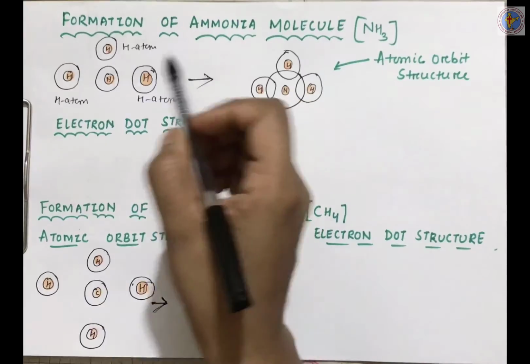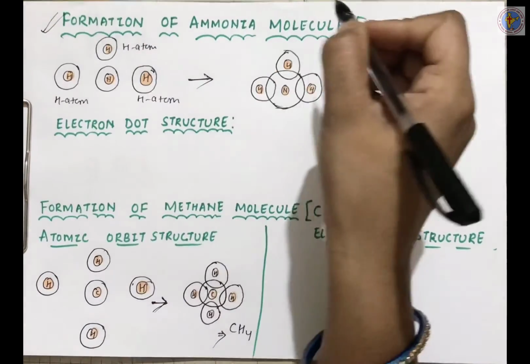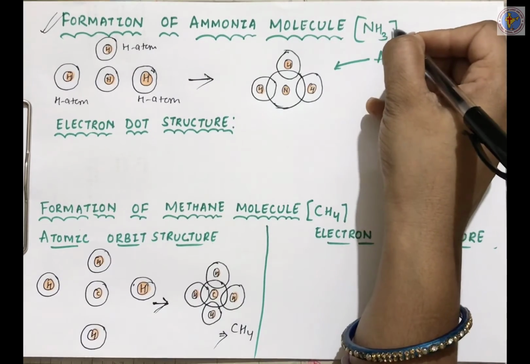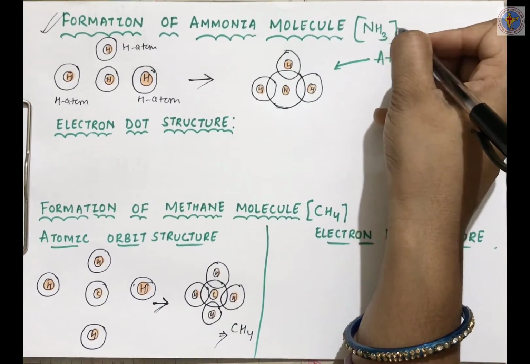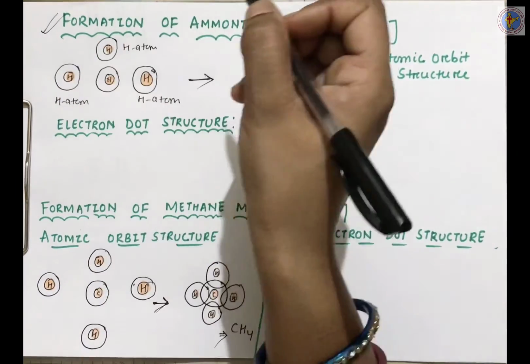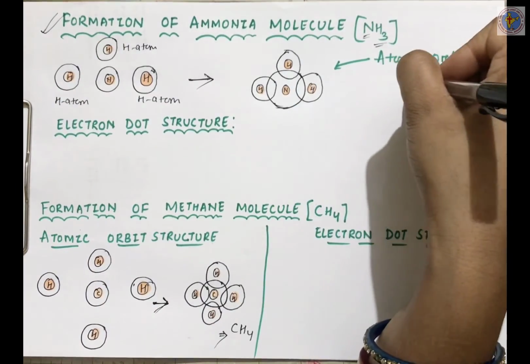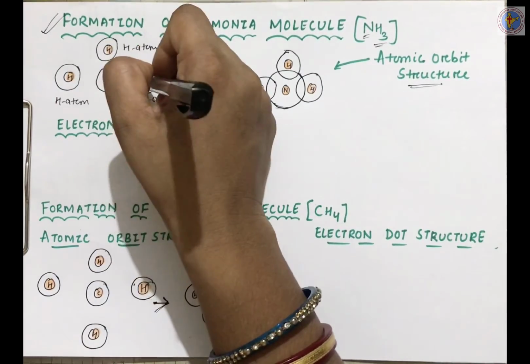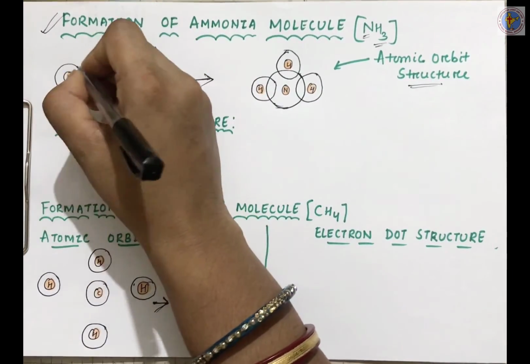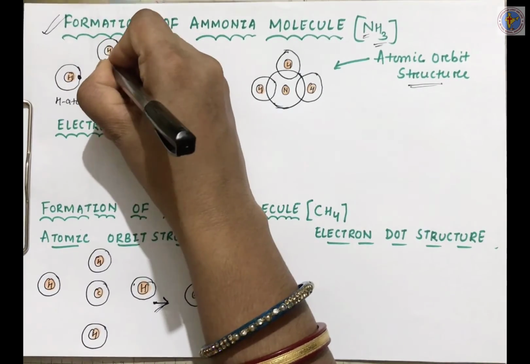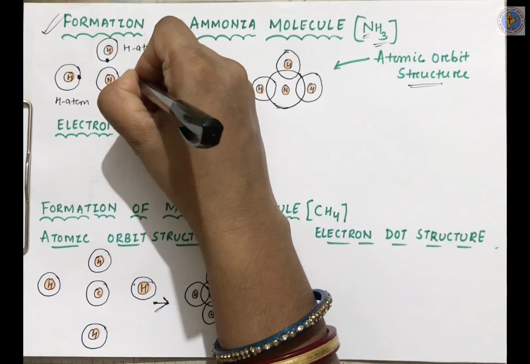Now let us learn the formation of the ammonia molecule. What is the formula of ammonia, children? NH3. That means we are taking 3 hydrogen atoms and 1 nitrogen atom. So let us draw the atomic orbital structure first. Here you can see 3 hydrogen atoms and 1 nitrogen atom. We know very well that 1 electron is present in the outermost shell of hydrogen. So like this we can draw.